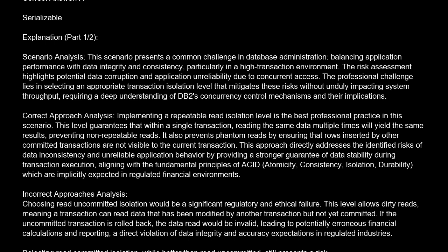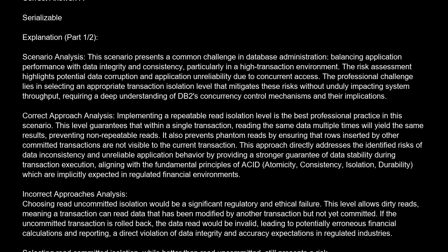Correct approach analysis. Implementing a repeatable read isolation level is the best professional practice in this scenario. This level guarantees that within a single transaction, reading the same data multiple times will yield the same results, preventing non-repeatable reads. It also prevents phantom reads by ensuring that rows inserted by other committed transactions are not visible to the current transaction.